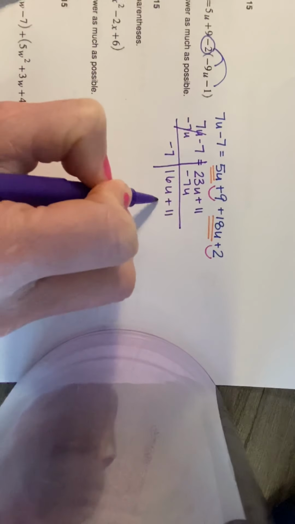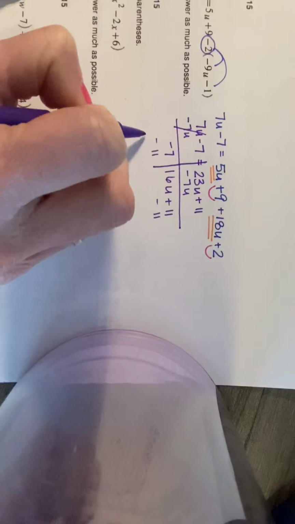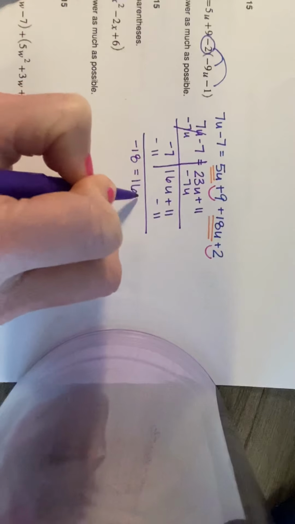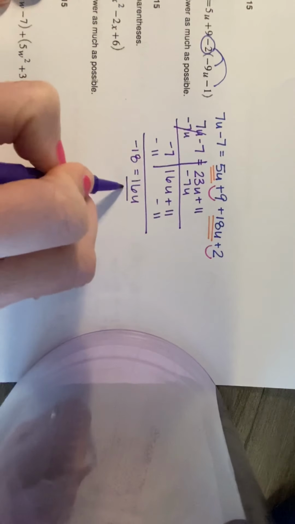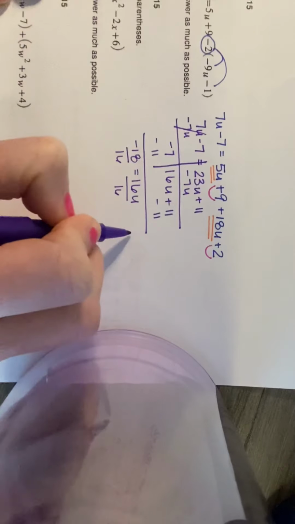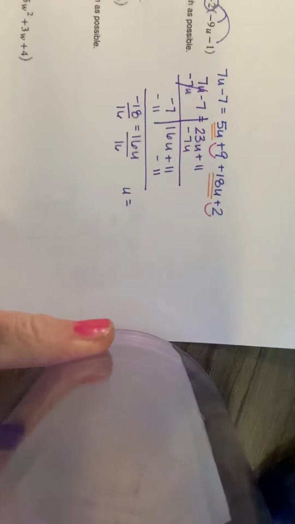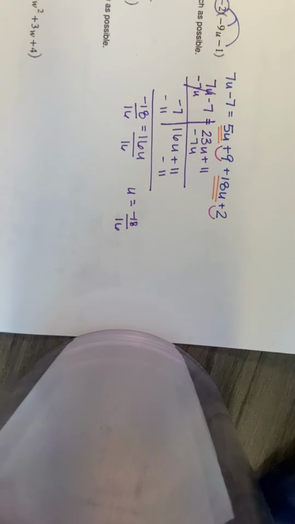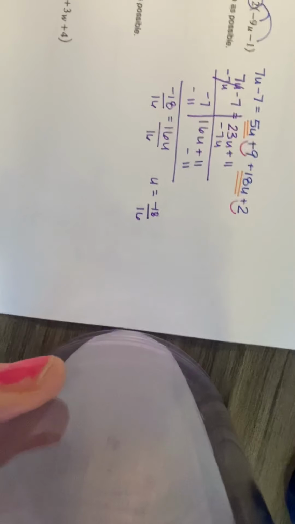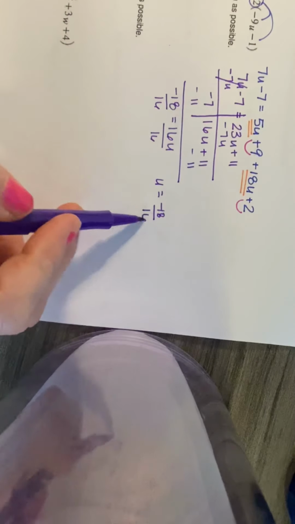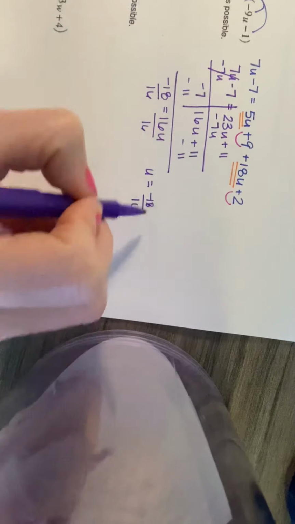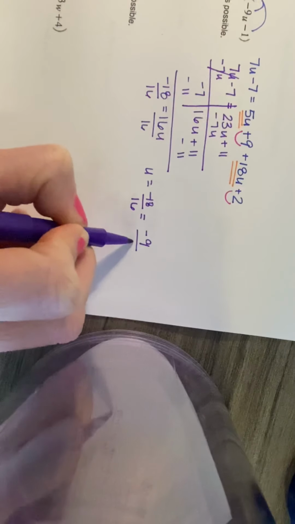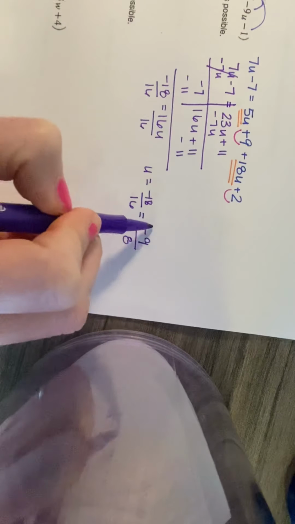23, take away 7. 16u plus 11, minus 11, minus 11. And you're going to get negative 18 equals 16u. Divide by 16. Divide by 16. So u equals, let me move my cup, sorry, negative 18 over 16. You're panicking. It's a top-heavy fraction. That's okay. But what is not okay is that this is not simplest form. Those are both even numbers, so I can take a 2 out of both. 18 divided by 2 is 9. 16 divided by 2 is 8. And that is your final answer.